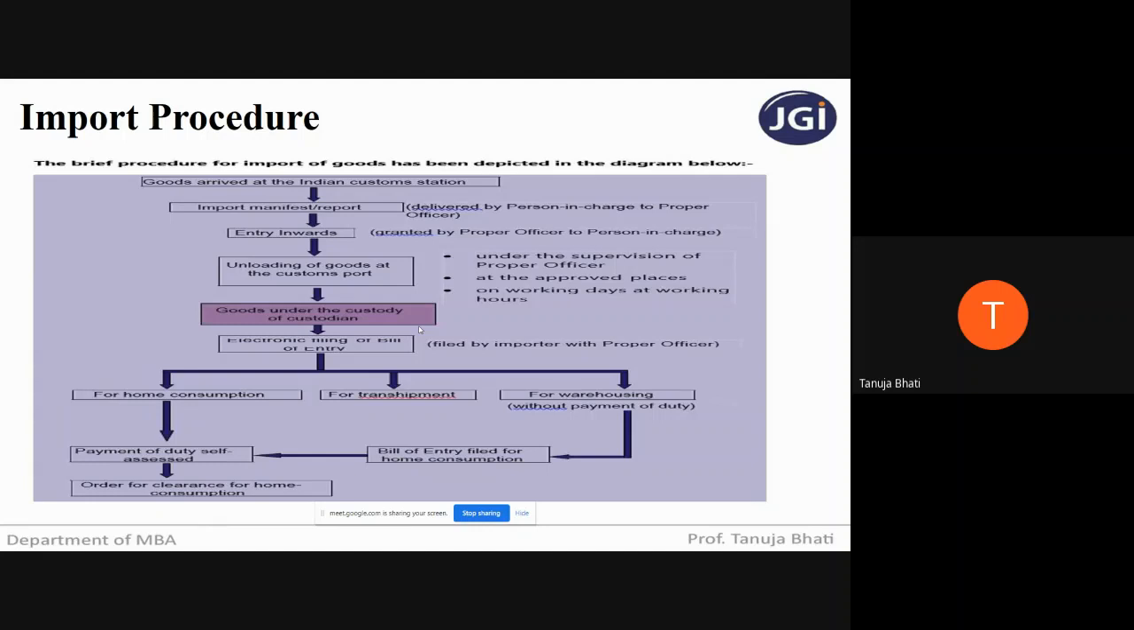So is the import procedure clear to everyone? Yes, students? Yes, ma'am. Okay. Similarly, we have the export procedure as well, which we will be seeing in our succeeding class.